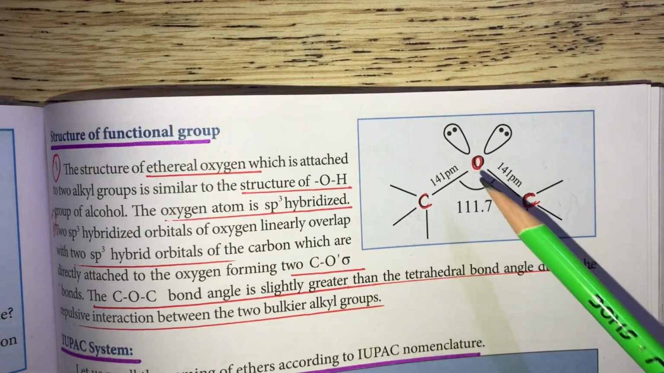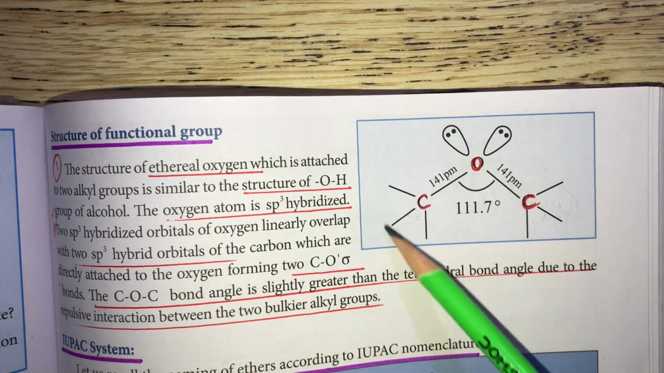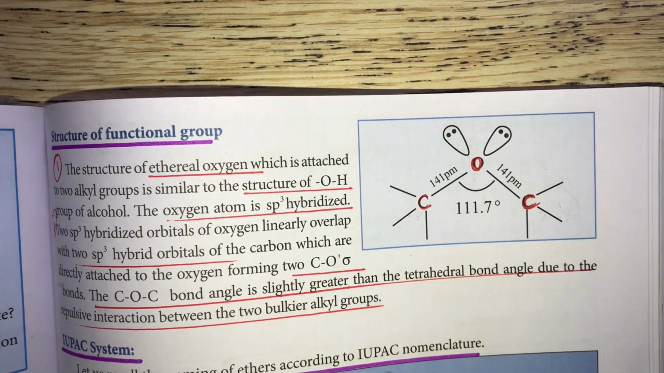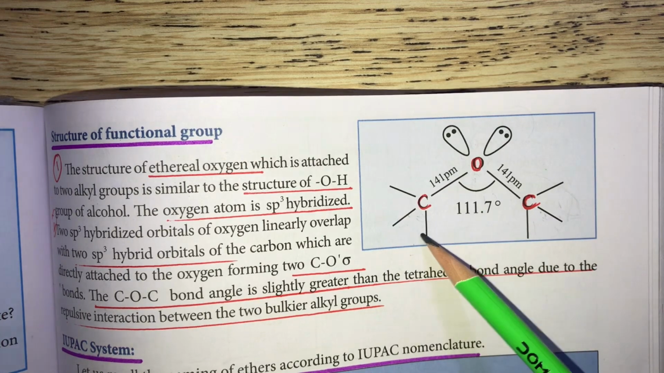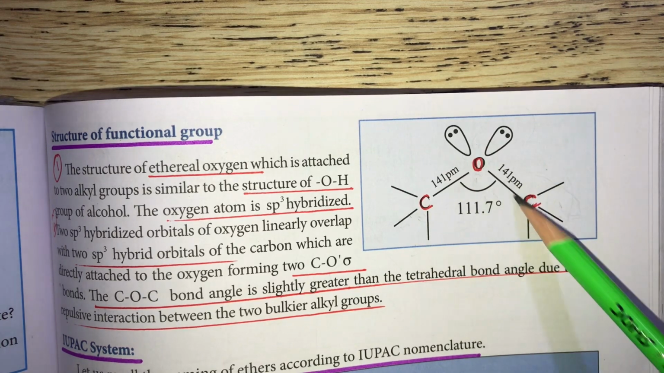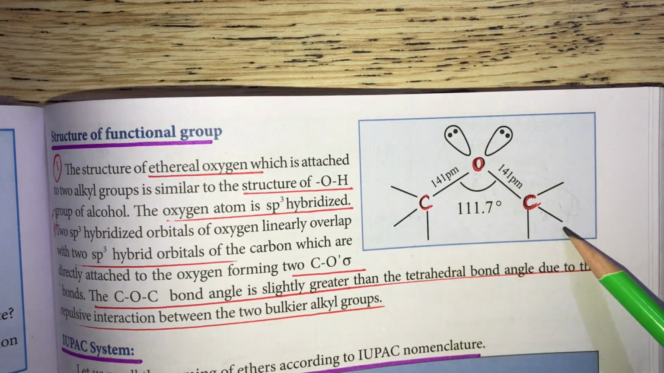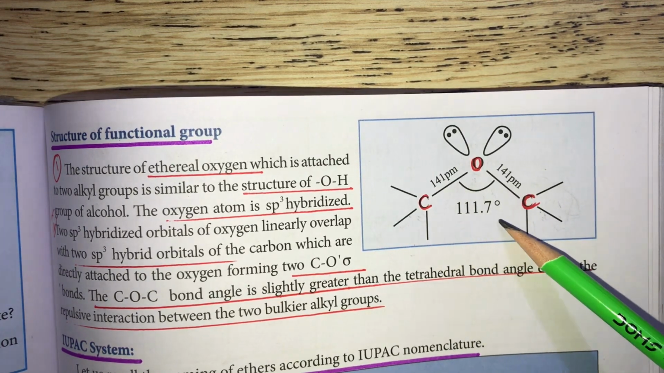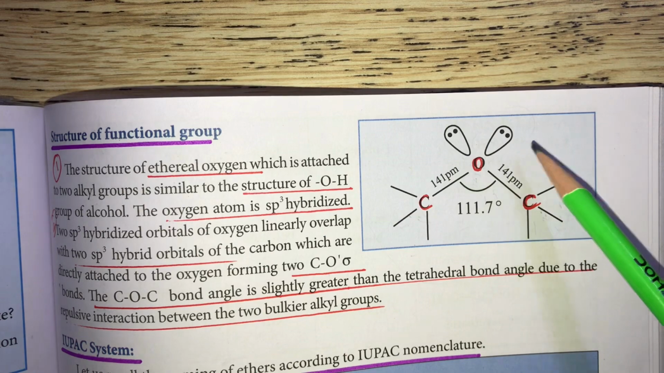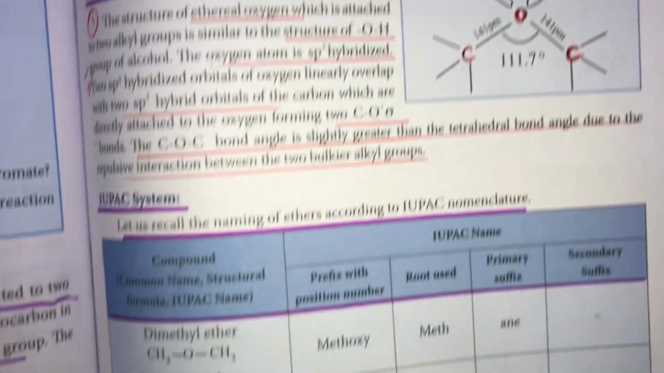Next is the structure of the functional group. Here the central atom is oxygen, and on either side a carbon of an alkyl group is present, surrounded by hydrogen atoms. Both carbons are sp3 hybridized and make sigma bonds with the central oxygen atom. Due to the repulsive interaction between the two alkyl groups, the bond angle is 111.7 degrees. The two lone pairs of electrons, not involved in bonding, are present on the oxygen atom. This is the structure of the functional group in ether.